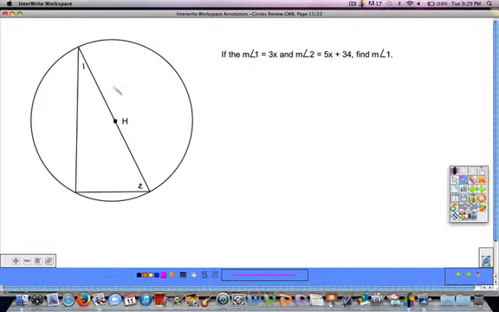Let's see. If the measure of angle 1 is 3x, and the measure of angle 2 is 5x plus 34, find the measure of angle 1. Well, what do we know?